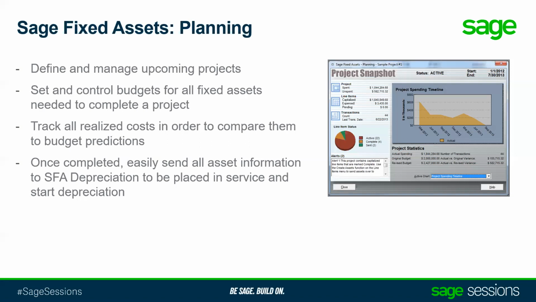Once any line item spending is complete, you're then actually able to send that to the depreciation module to start depreciating, and it can be sent over with all the information needed to actually start that depreciation process, even including depreciation method and estimated life with the use of templates.